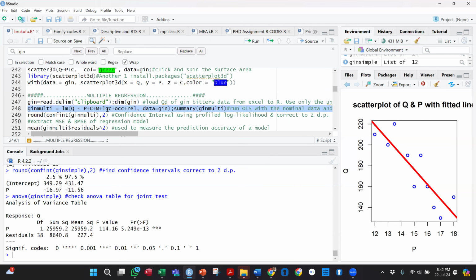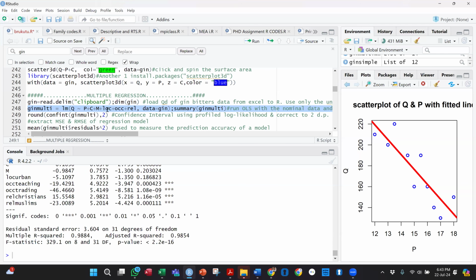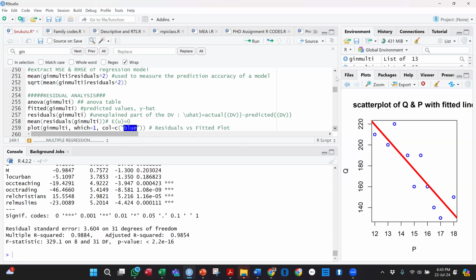So this command 248 is a multiple regression. Remember, you've already done that. So just run. I call the multiple regression gene multi. And I just picked each independent variable: PCM, lock, awk, rel. The name of the data is gene, and then the summary of the results of gene multi. Run it and see the results at the console. That's a beautiful result you see down there in the console. Let me just make this one bigger so that you see the results better.